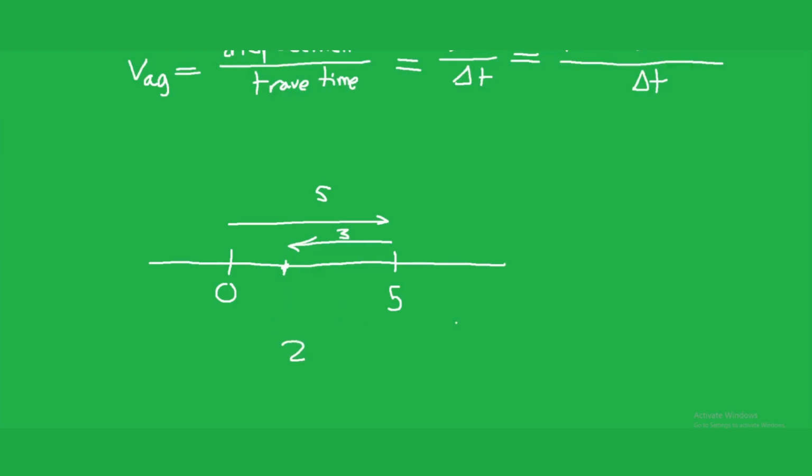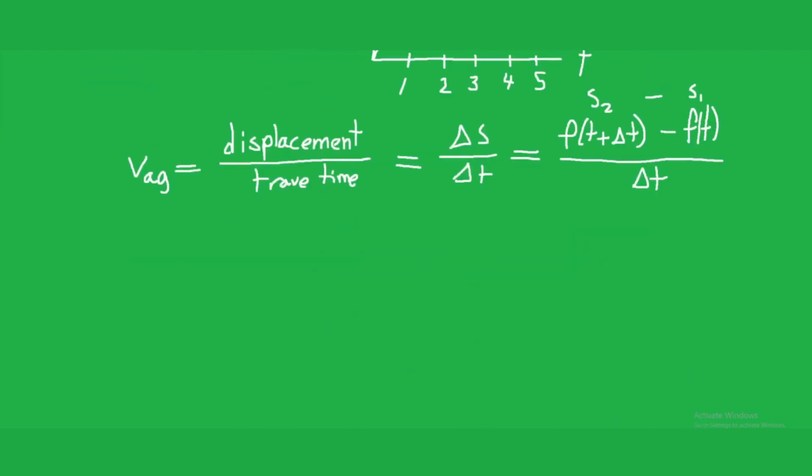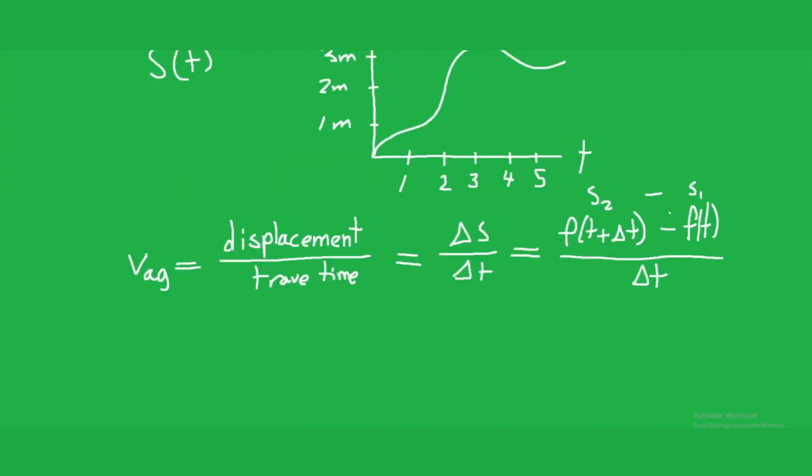Our displacement wouldn't be 8. Even though we've traveled 8, we've traveled 5 here and 3 back, we've traveled 8 units, but our displacement cares about how far we are, what is our distance from where we started. Okay, that's displacement. So in this instance, we have S2 minus S1.